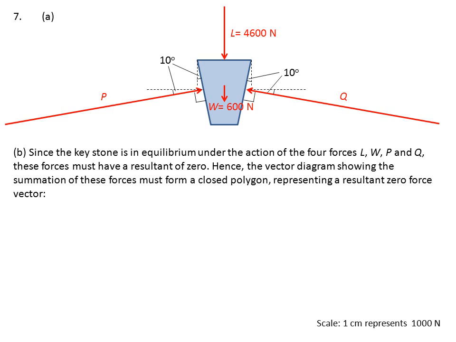So let's start. The scale chosen is 1 centimeter representing 1000 newtons. Hence the force of 4600 newtons will be represented by a vertical vector of length 4.6 centimeters. Similarly, the force W, the weight, which is 600 newtons, will be represented by a vector of length 0.6 centimeters. We do not know the length of P and Q, that's what we are trying to find, but we do know their directions.